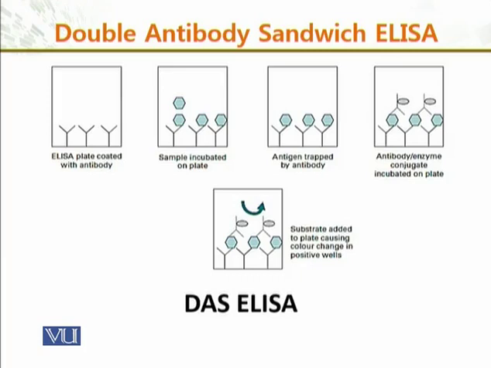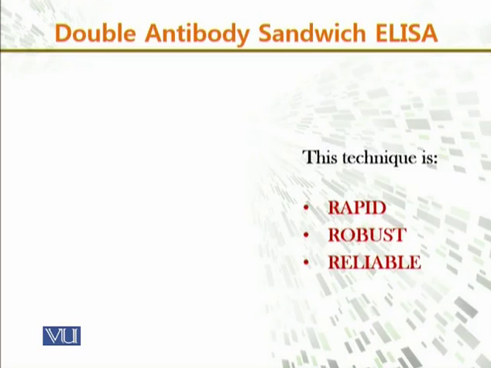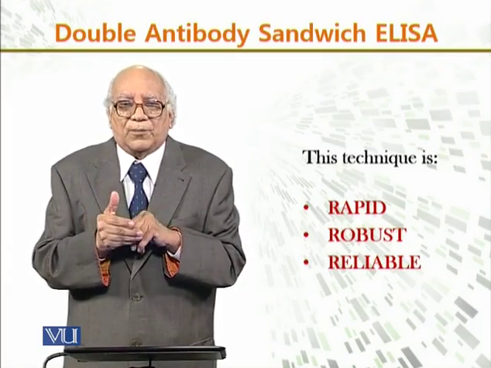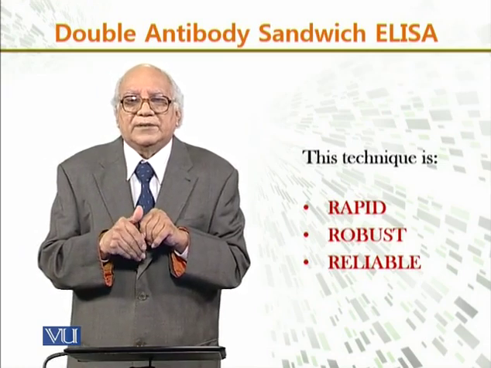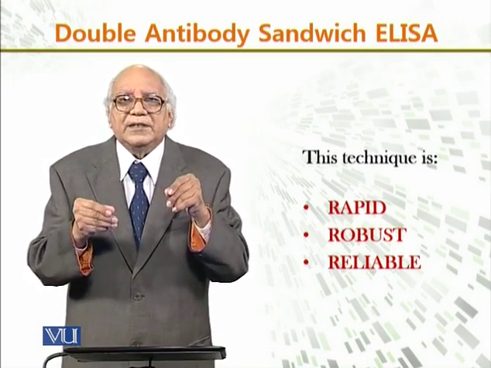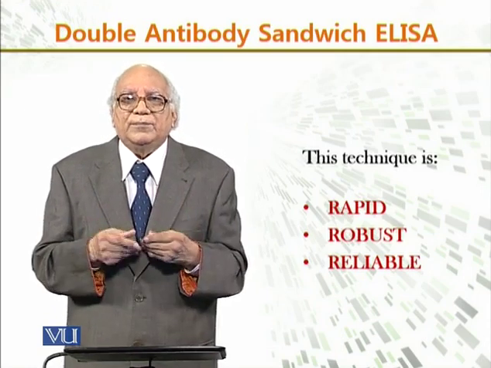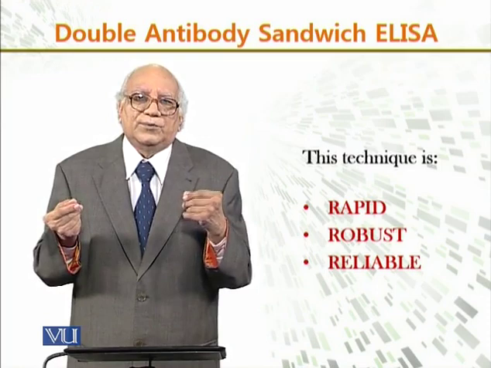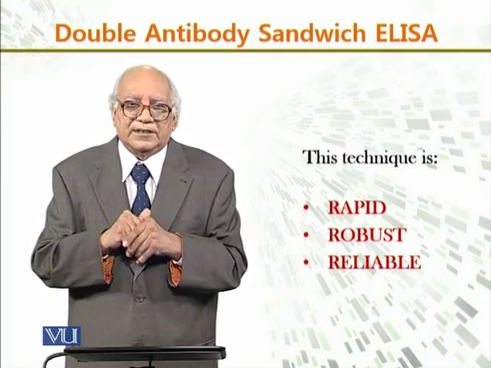You see, there is an antibody, an antigen, and then there is an enzyme which is added to the plate, which produces color, and from the color determination we can find out whether the antigen is there or not. Now, the advantage of this technique is that it is rapid, robust, and reliable. Robust means that it can be performed again and again, and it can give many results.